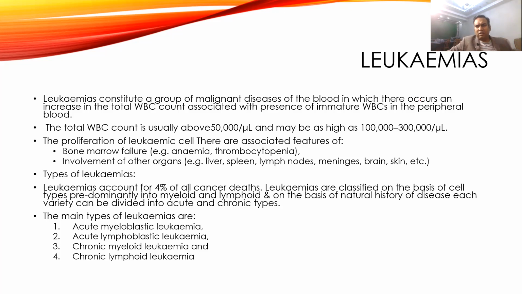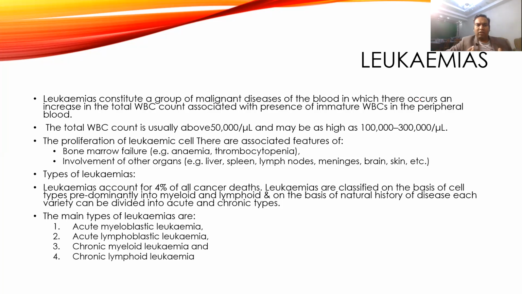Leukemia in layman's terms is also called blood cancer. There are two types of leukemia, myeloid and lymphoid leukemia. Myeloid means it involves cells of myeloid origin, like granulocytes such as neutrophils, basophils, or eosinophils, or monocyte-type cells. And lymphoid is when the cells are more like lymphocytes.